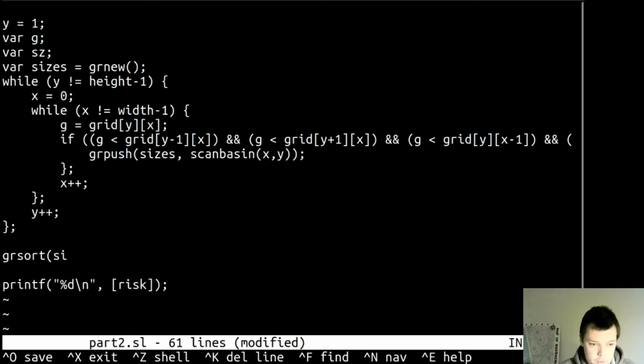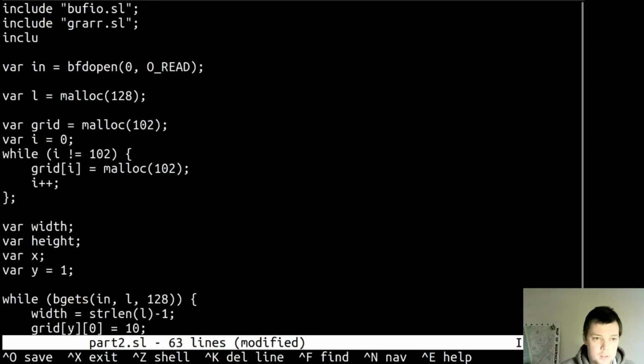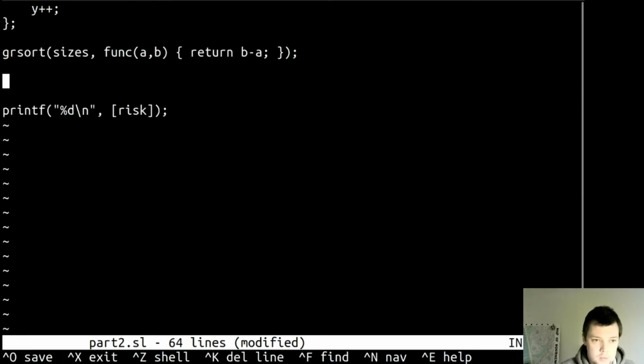Finally, we'll sort the sizes. We want the largest first, which means it should be negative when A is larger than B, so we want B minus A. And then we want to multiply together the largest 3. I don't know, answer.